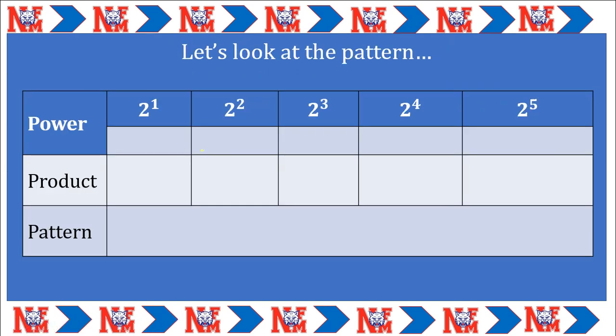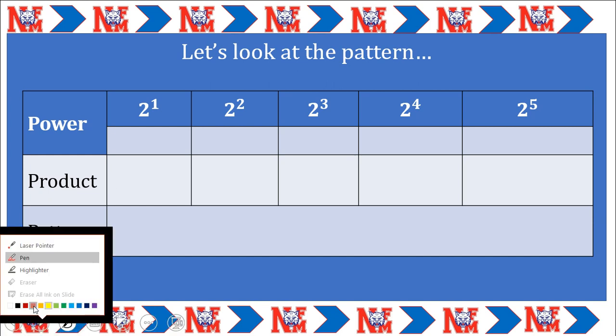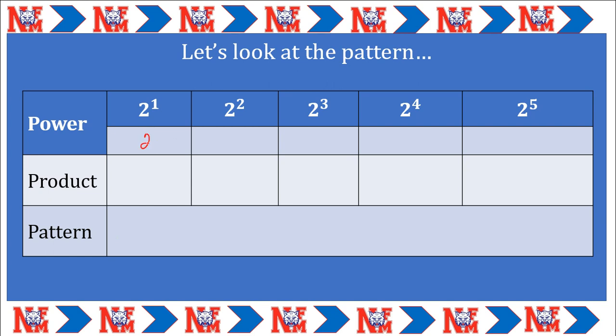Okay, let's look at the pattern of what's really going on with exponents. 2 to the 1st is 2. We have 1 two, so we end up with 2. 2 squared says 2 times 2, which is 4. Then we have another 2 being multiplied. We have 3 2's, and this is going to be 4 times 2, which is 8. Then we have 4 2's.